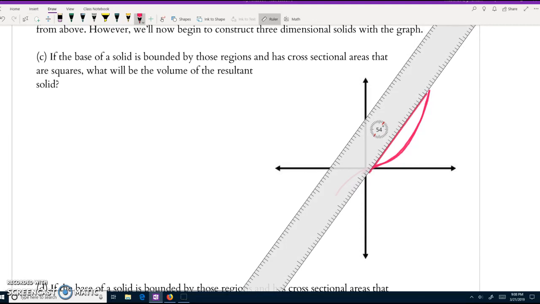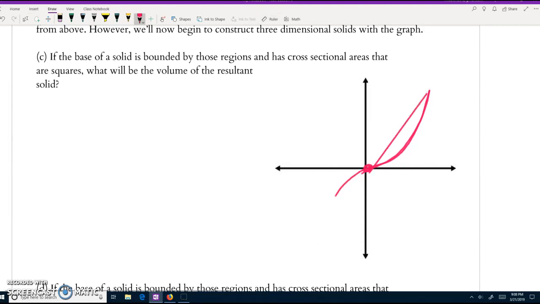So we were interested in this region. That's intersecting at 0, 0, and this is intersecting at 3. So I'm still interested in this particular shape, but I'm no longer going to be interested in a two-dimensional area. I'm going to be interested in a three-dimensional volume, but it's not going to be a volume that's obtained by a 3D rotation. Instead, it's going to come from these cross-sectional areas.